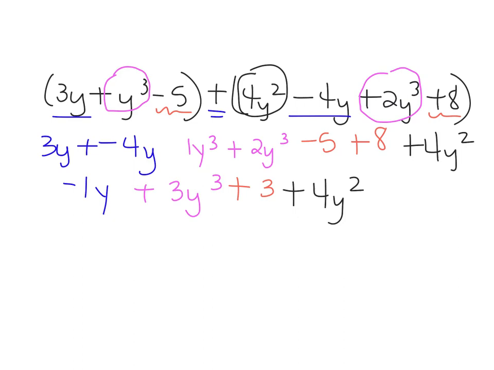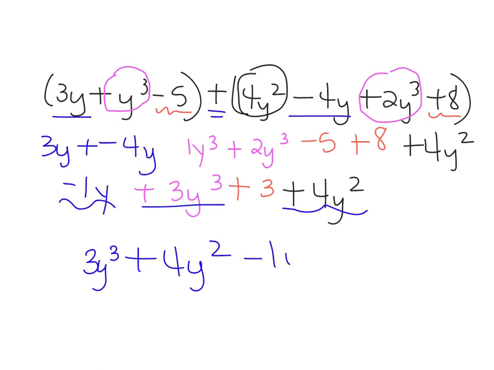Okay, so that's fine, but again, correct standard form would be to put the variables in order. So which one comes first? The highest is 3y cubed. The second highest is plus 4y squared. Make sure you actually take the operations down. Got to have operations between each term. Then the next term is negative 1y. And then I have my constant at the end.